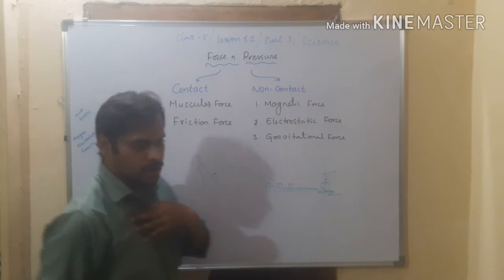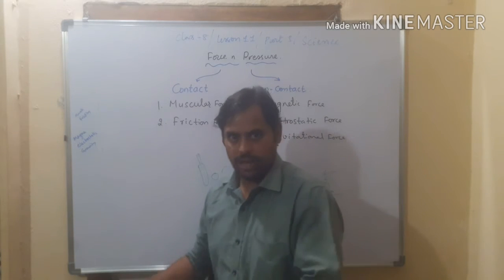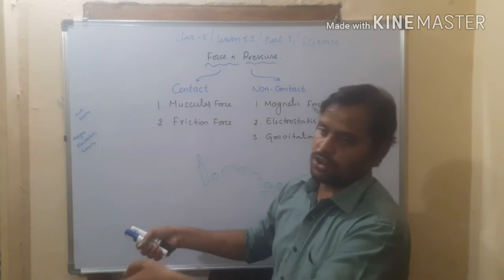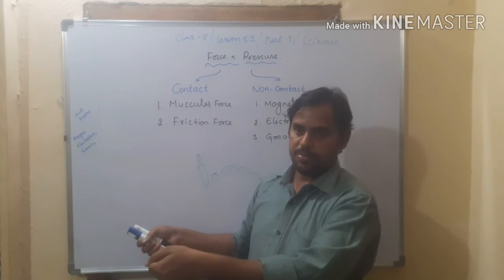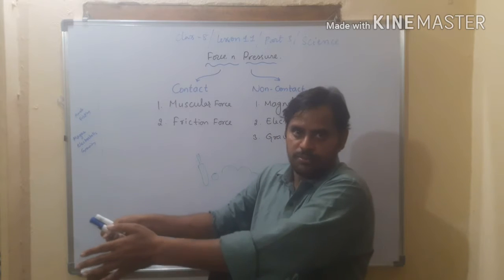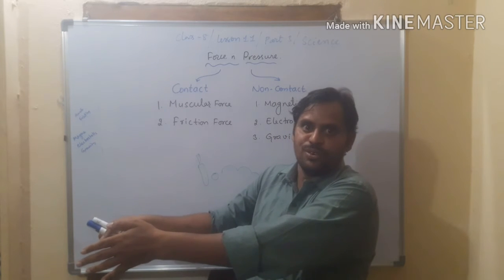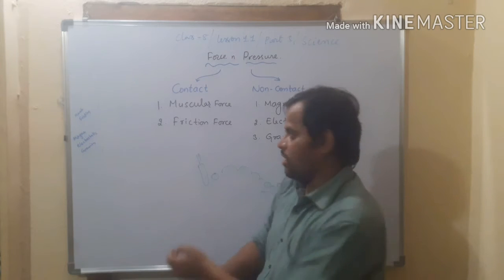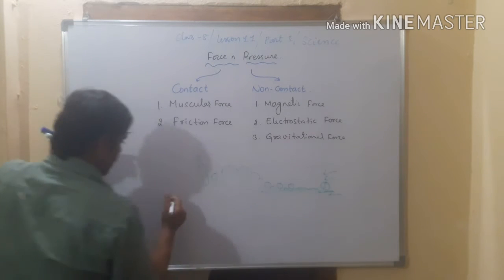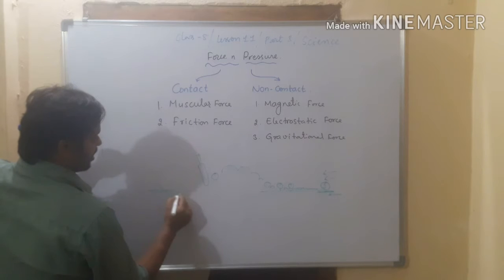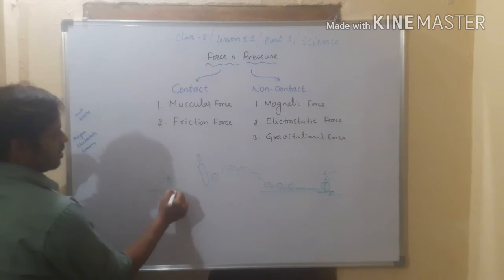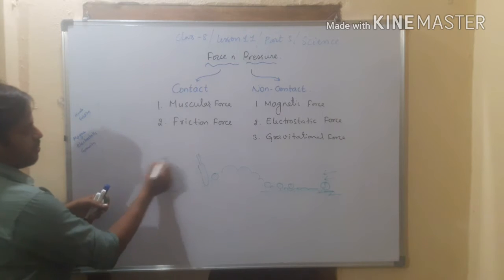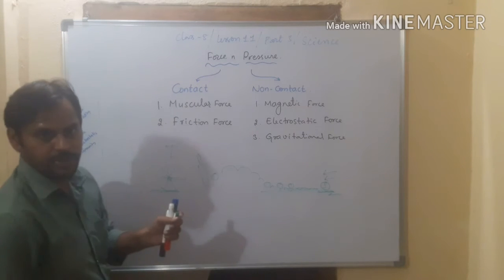For example, you are riding a bicycle, and after 2-3 pedals, you just stop pedaling. Then what happens? It goes some distance and slowly it is going to stop. Why does it stop? Because there is friction between the cycle tire and the road. Because of this friction force, slowly your bicycle is going to stop.